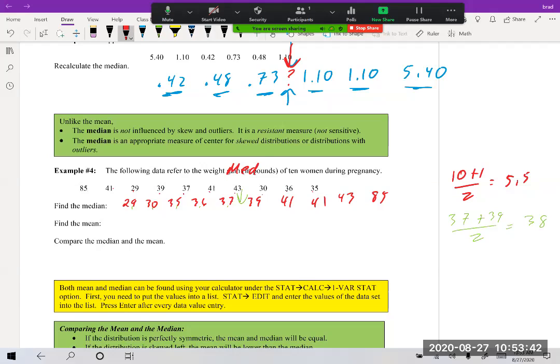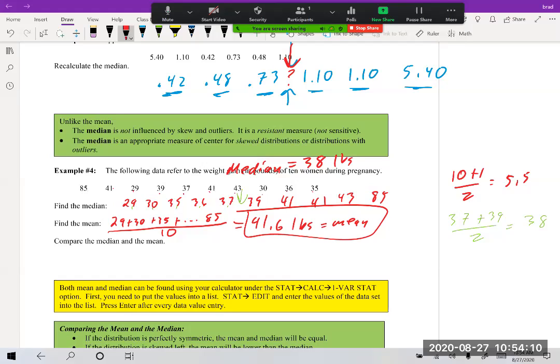My median equals 38 pounds. Now my mean, I could just add all these values up on my calculator. So I'm going to just do 29 plus 30 plus 35 plus so on and so on, all the way up to 85, and I'm going to divide it by 10. And I should get 41.6 pounds is equal to my mean. So our mean is actually equal to 41.61 pounds.